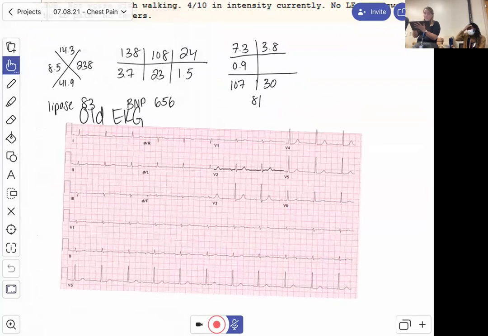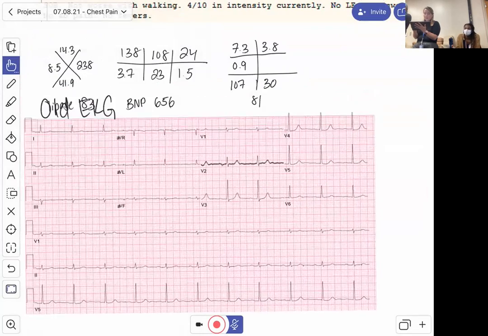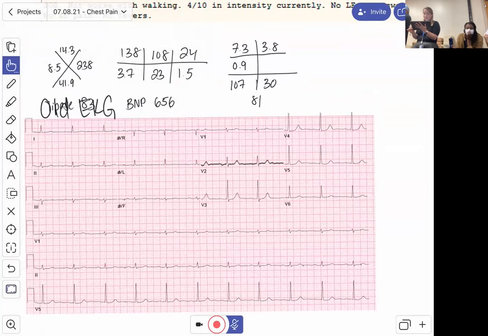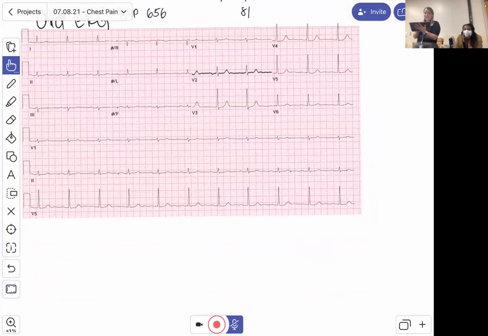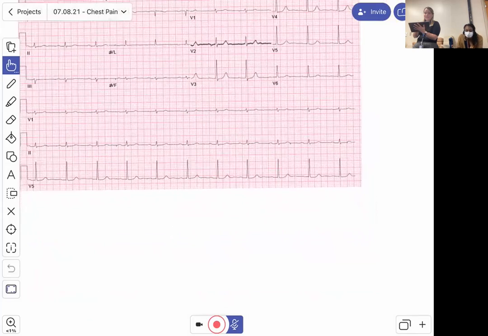Okay. So he has an old EKG in our system. I'll give you guys a second just to look at it and appreciate what this is looking like. Anything major there? That's just poor baseline. Okay, we're not gonna spend too much time on that. Let's get to the money.